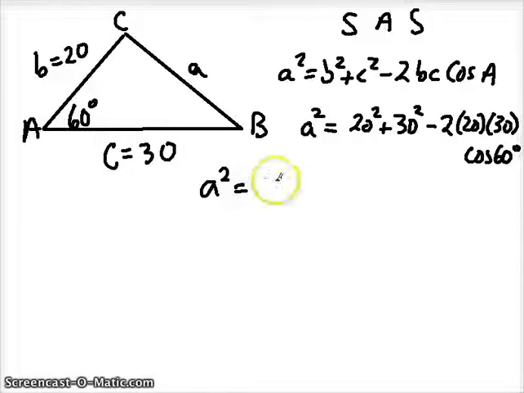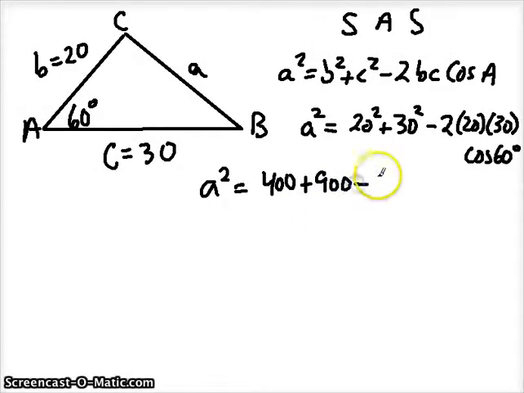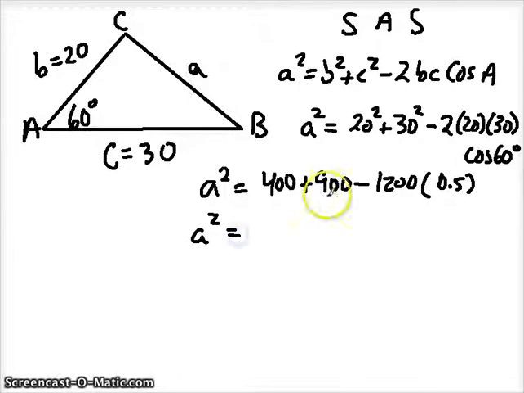So moving down here, 20 squared is 400, 30 squared is 900, 20 times 30 is 600 times 2 is 1200, and the cosine of 60 degrees is 1/2 or 0.5. So keep solving for what you know. We're going to simplify our addition here. It's 1300. Half of 1200 is 600. Do the subtraction. We get 700.